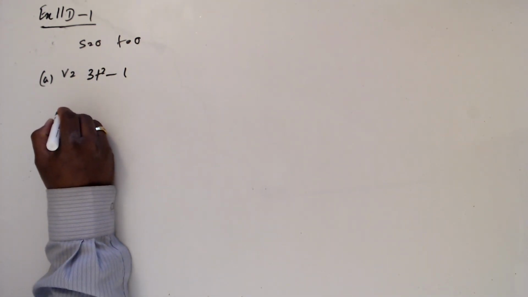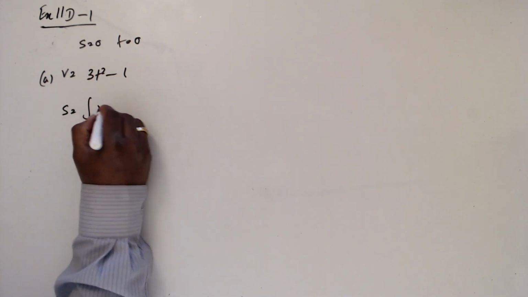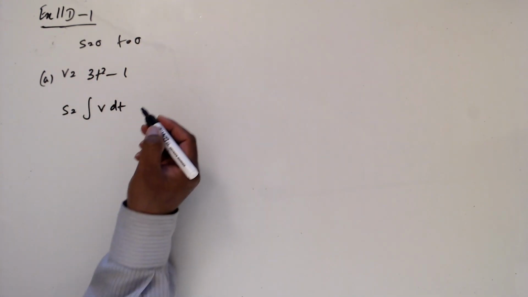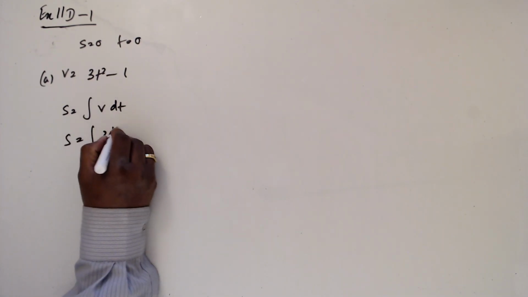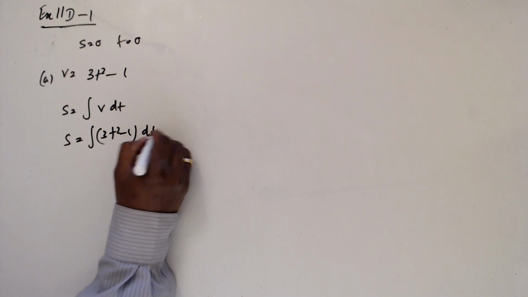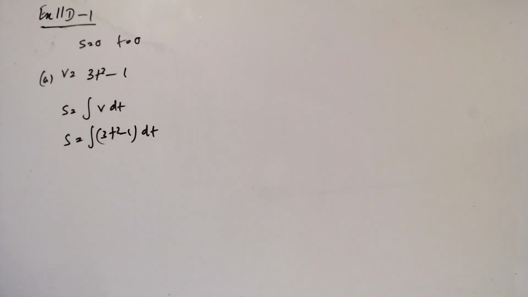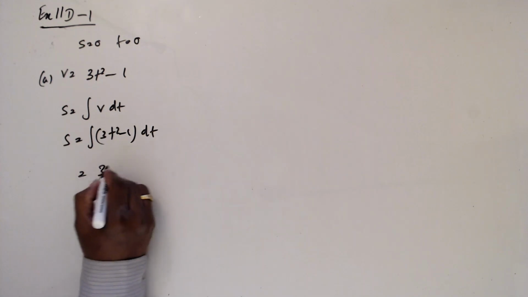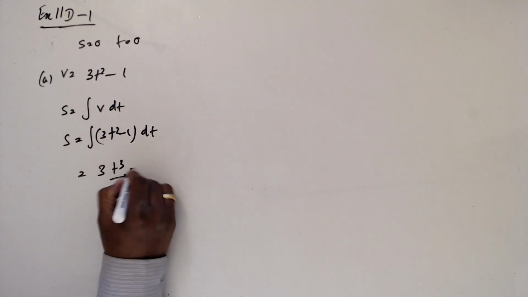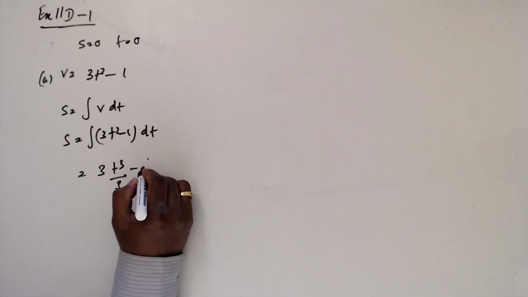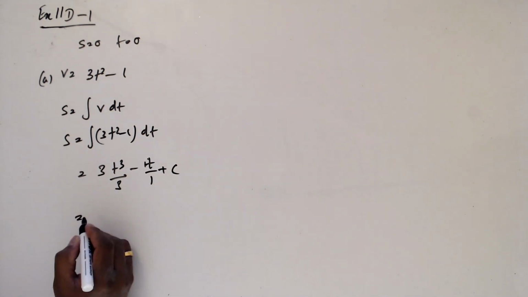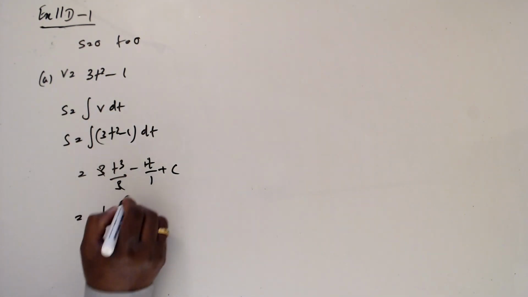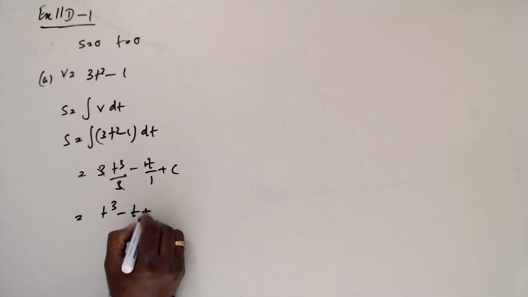So displacement S is found when we integrate V with respect to t. V is 3t squared minus 1, dt. So we can integrate this: 3t cubed over 3 minus 1 t over 1 plus C. The 3s cancel out, so that is t cubed minus t plus C.